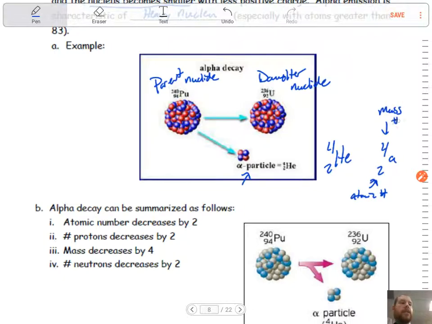So when we start to apply these, and we're going to do this here in a minute, the big thing you just have to remember is that the left side balances out with the right side. So charge and mass are going to be conserved on both sides of our equation. You'll see more about that in just a minute.